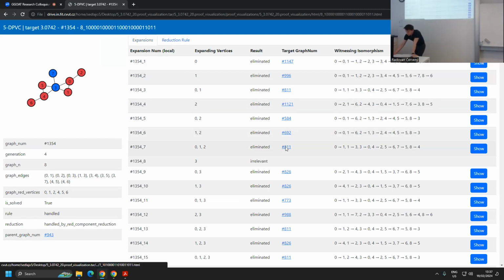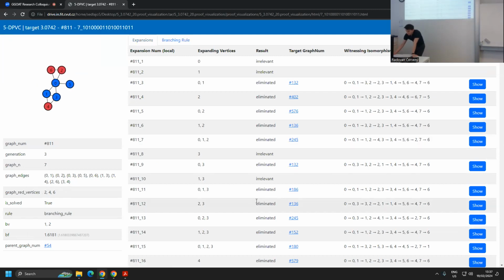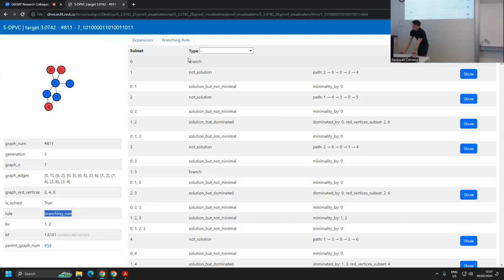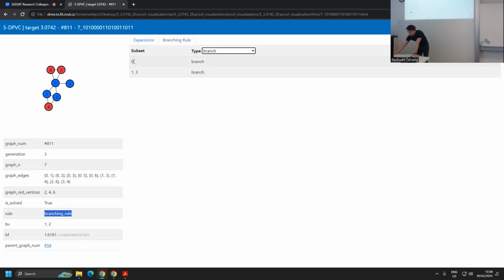If we go here, this is again our graph, and this is actually a branching rule. What I now have to do to prove to you that this is indeed a correct branching rule, if I use these branches, if you see this in your graph, you just have to branch on 0 and 1 and 3. Quite obvious, right?